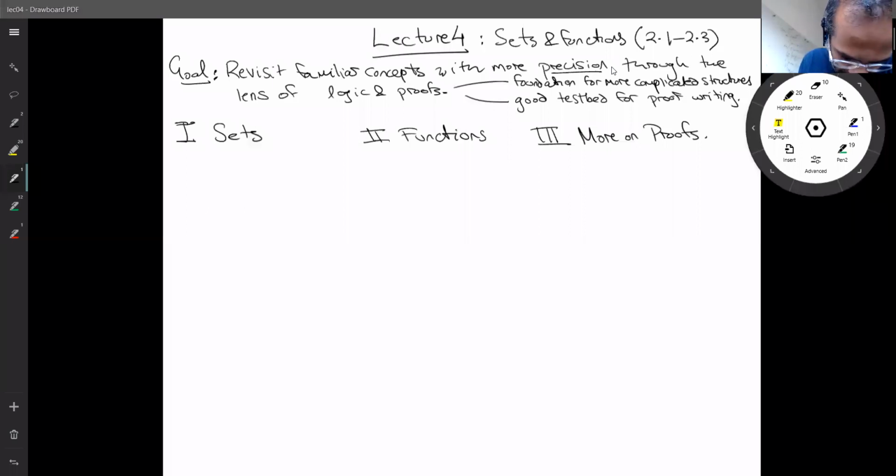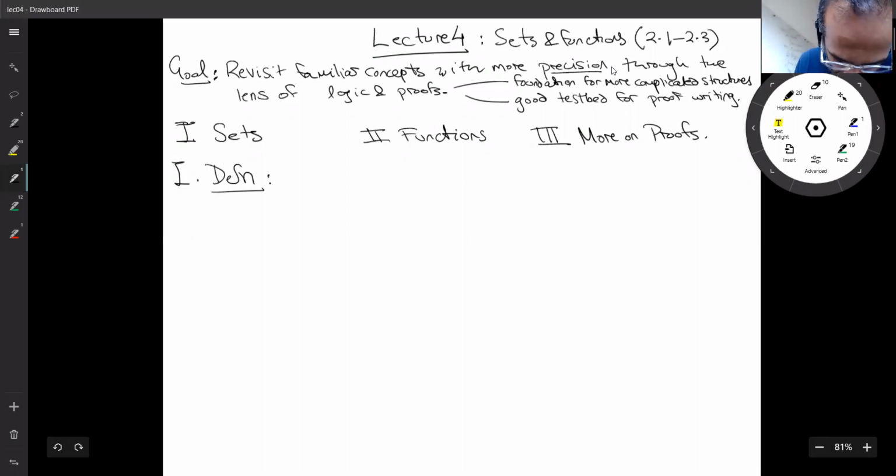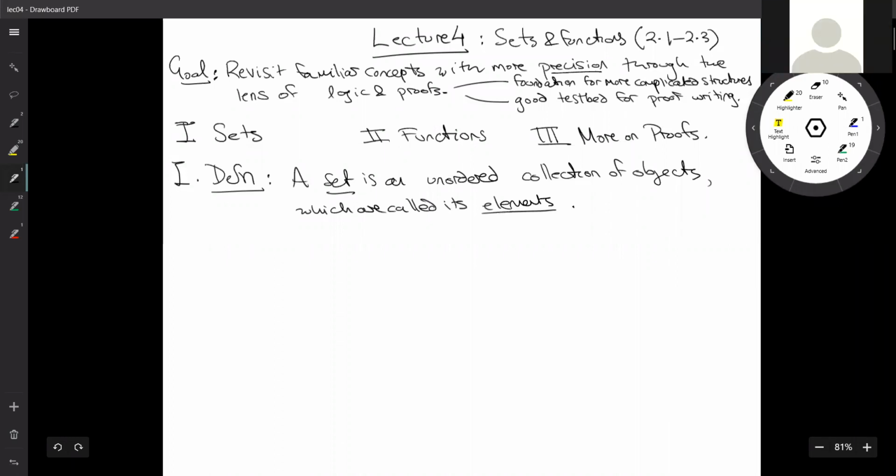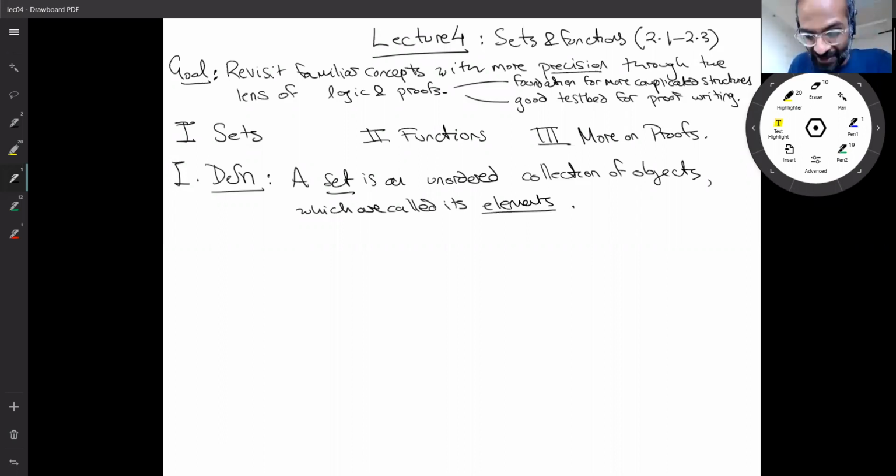So let's start with sets. Let me just state the definition. A set is an unordered collection of objects. And the objects are called its elements. Another associated terminology is that the set contains its elements.